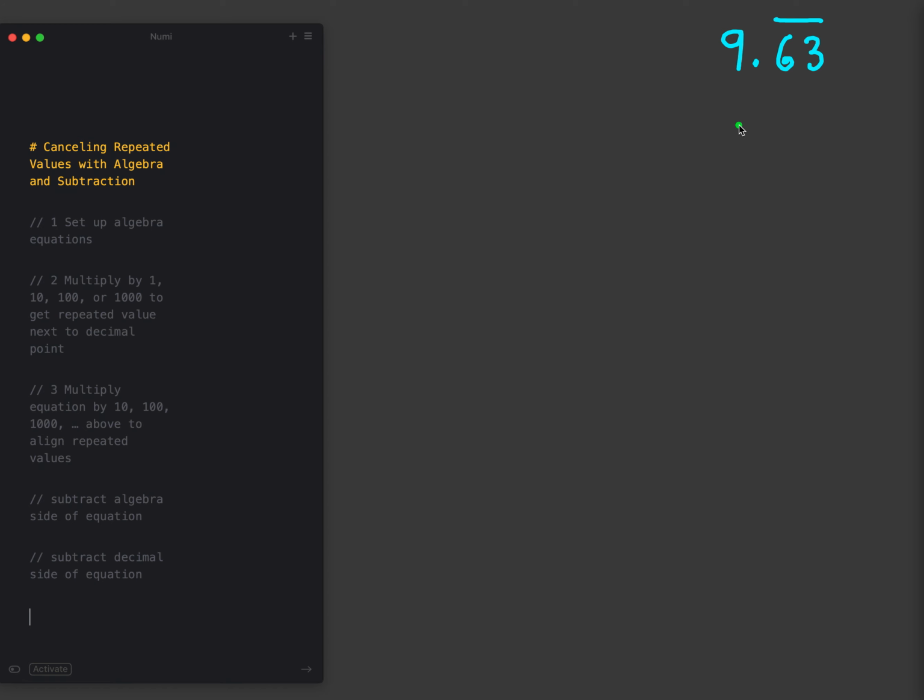We start off the same as we always do. We set up our algebra equations. So we're going to have two x equals equations. Step 1 is complete. Now we need to multiply by 10, 100 or 1000 to get the repeated value, or in this case, values next to the decimal point. Well, if I look at this 9.63, the repeated values are already right next to the decimal point, so I can leave those as they are. And so I'm really multiplying by 1 in this case because I'm not moving anything. And so we're going to say 1x equals 9.63.